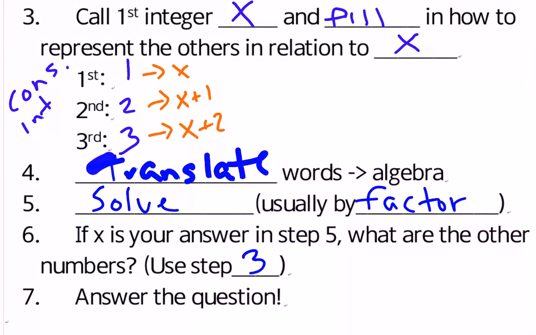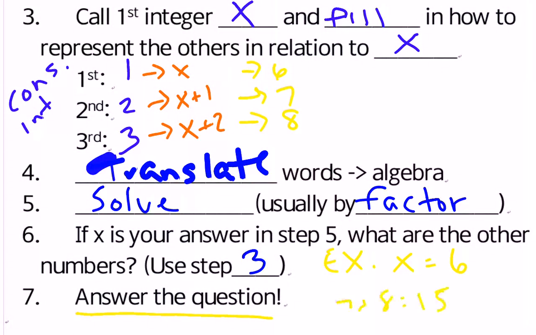So say I get, for example, you don't need to write this down, just pay attention. Say, for example, I get x equals 6, and we're still dealing with consecutive integers. Then that would mean x is 6, x plus 1 is 7, x plus 2 is 8. So those would be my numbers, and then I need to actually answer the question. So it might ask, what is the sum of the larger two, which would be 7 plus 8 equals 15. Or it might say, what is the largest number? Or it might say, what is the smallest number? You have to read the question and actually answer it.